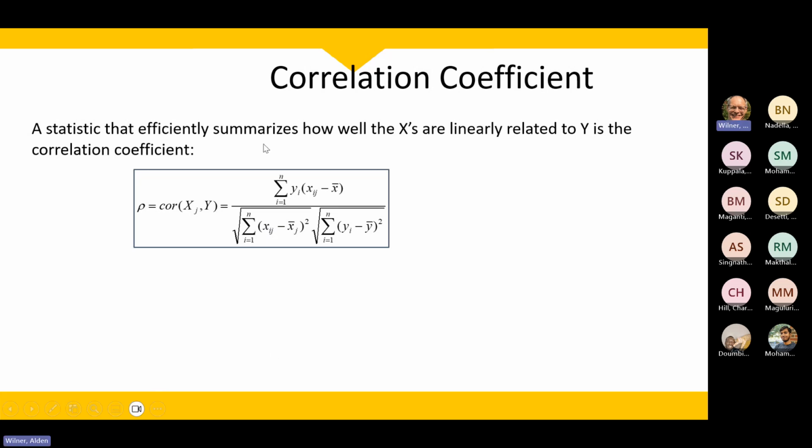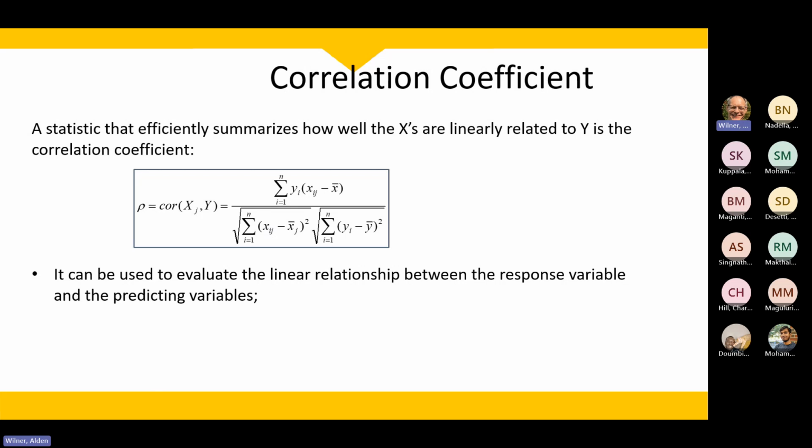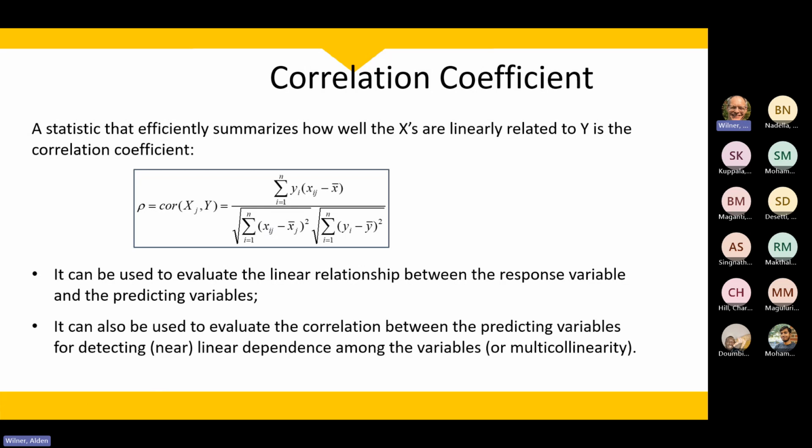Correlation coefficient: a statistic that efficiently summarizes rho, the correlation of x and y, the sum of the x and y observation distances from the mean over the square roots of the summations. We can use this to evaluate the linear relationship between the response variable and the predicting variables. We use it to evaluate the correlation between the predicting variables for detecting dependence among variables. So this is where we're looking for multicollinearity.